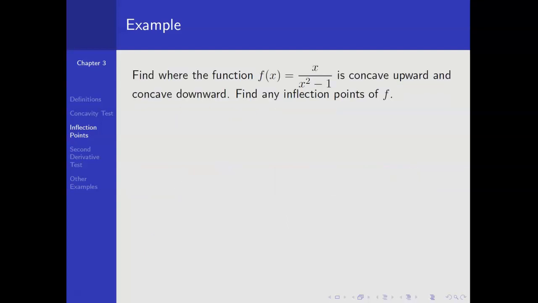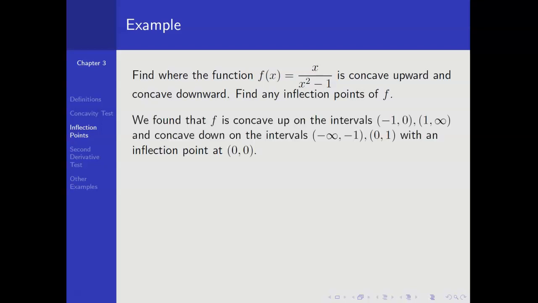Now coming back to that example, which you've just watched the video for, I would just want to review again, like I did with the last example. Here we found that the function is concave up on the intervals from negative 1 to 0, and then 1 to infinity, and concave down on the intervals from negative infinity to negative 1, and then 0 to 1, with one single inflection point at 0, 0.